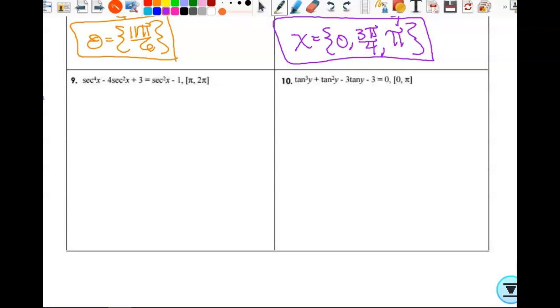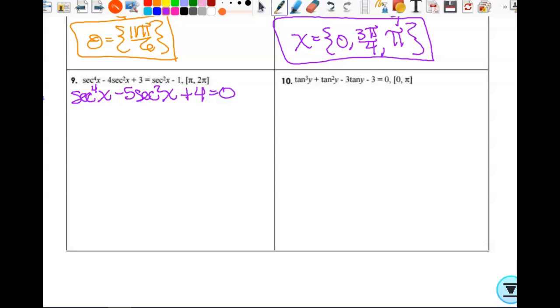Okay. Now on number 9, I got lots of stuff going on that I think I'm going to have to factor, so I'm going to move it all over to the left since I have the secant to the fourth here. So secant to the fourth x. So I have minus 4 secant squared, and then I have another secant squared I'm going to move over. So that's minus 5 secant squared x, and then I'm going to add that 1, so that's plus 4 equals 0.